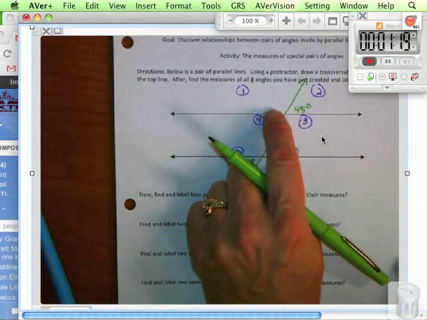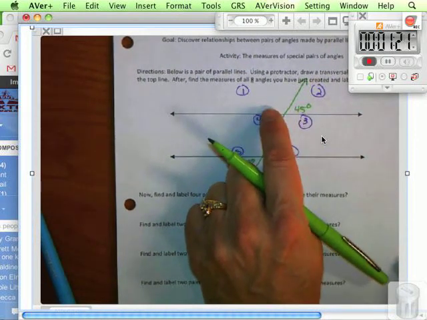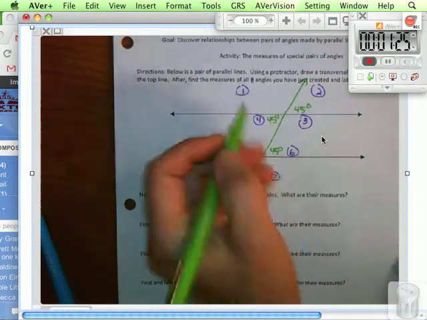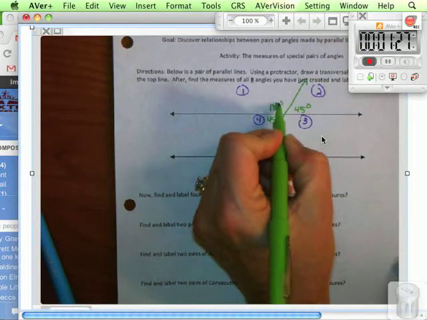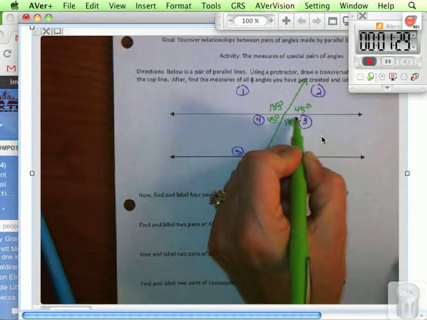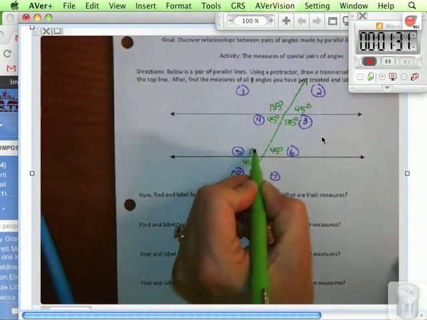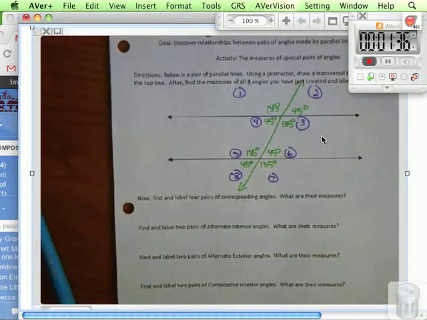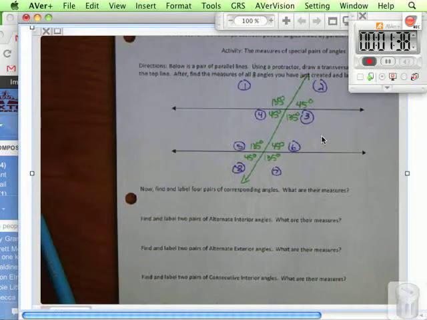How can you figure out this measurement right here? They all have to add up to 180 because they're a linear pair, correct? Okay, so this is going to be 135. And then that's going to be 135. And I can only do this because they're parallel lines. And you could do it if they weren't parallel in some other ways.